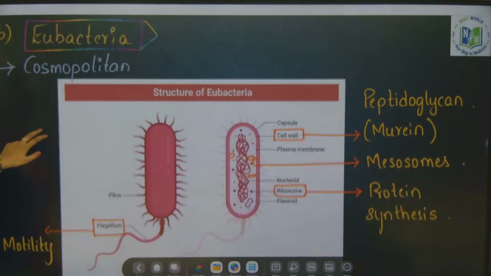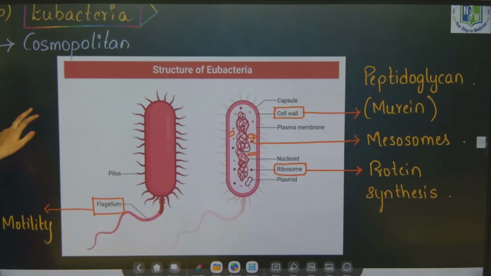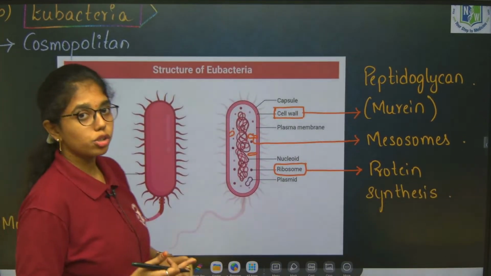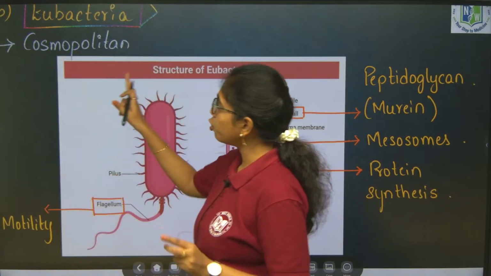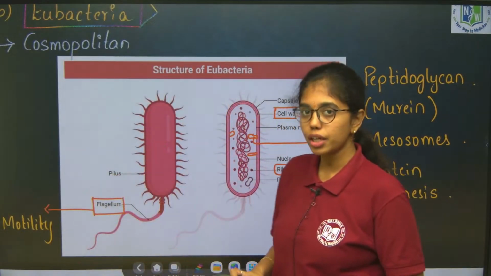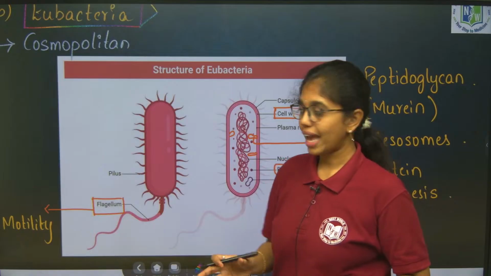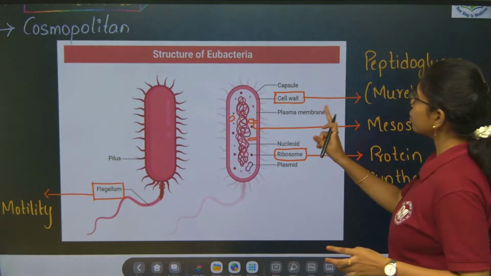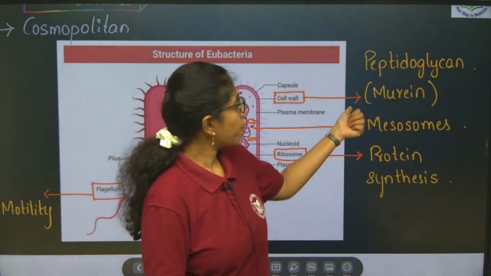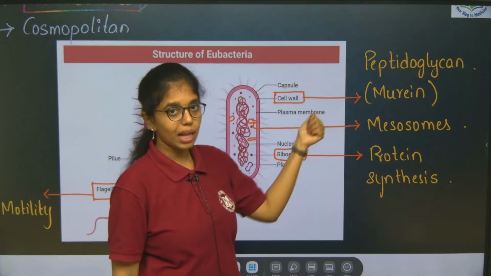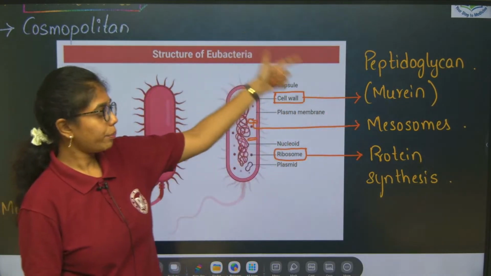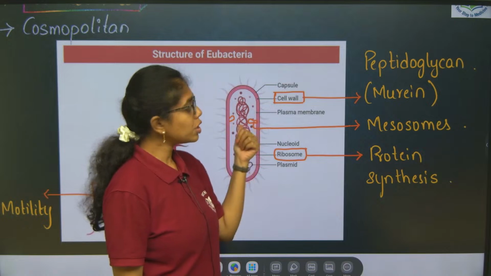Now, when we have to discuss Eubacteria, we all know bacteria are the sole members of the kingdom Monera, and Eubacteria are cosmopolitan in distribution; they are present everywhere. If you look at the cell wall, it is composed of murein, peptidoglycan, and it has mesosomes.